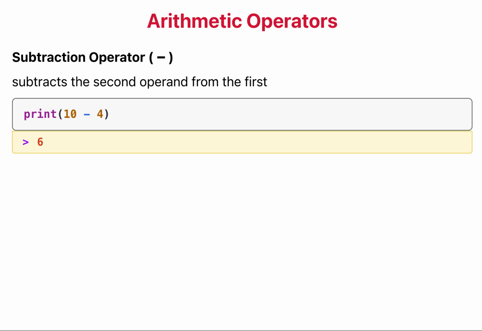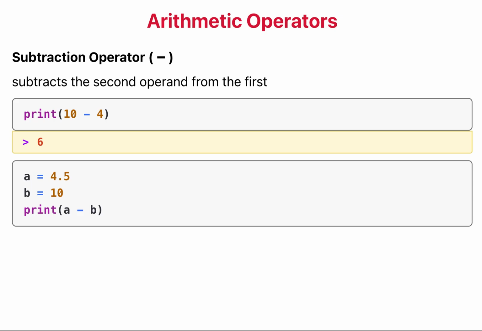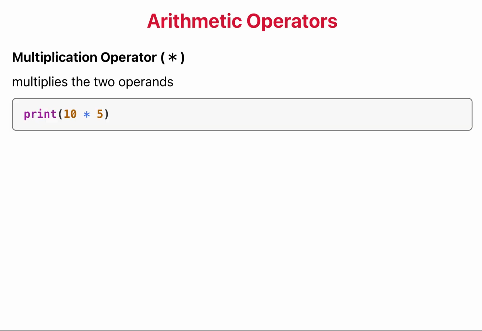Here again, as expected, the operands provided to the subtraction operator can be floating point numbers also. In this case, the value 10 stored in variable b is subtracted from the value 4.5 stored in the variable a. As expected, the output returned is negative 5.5. The multiplication operator, represented by an asterisk symbol, multiplies the two operands provided to it. So when we multiply 10 and 5, the output returned is 50.